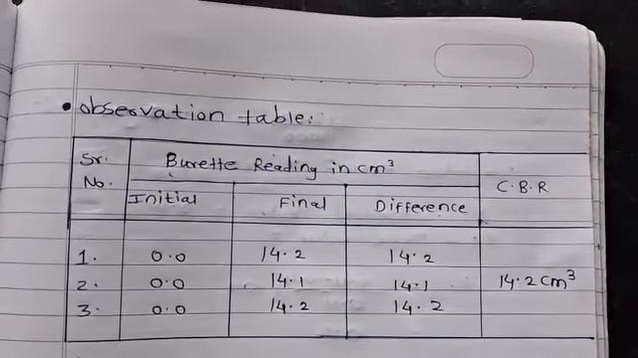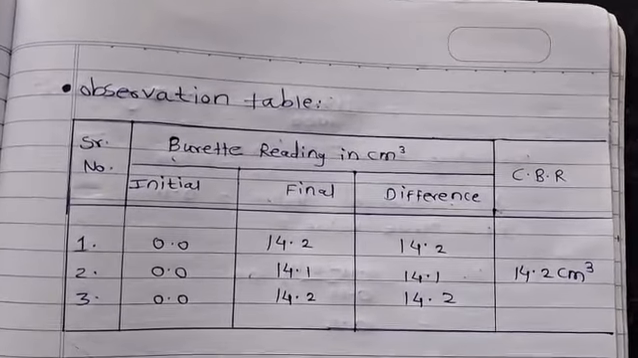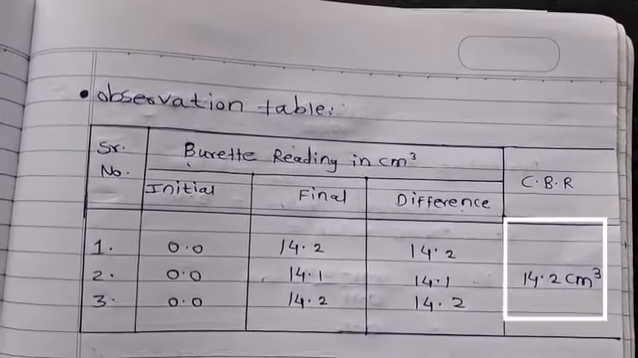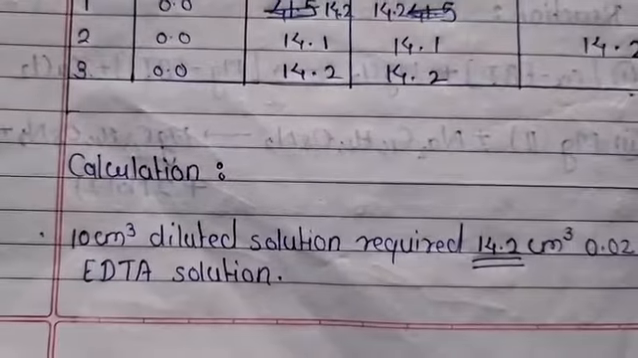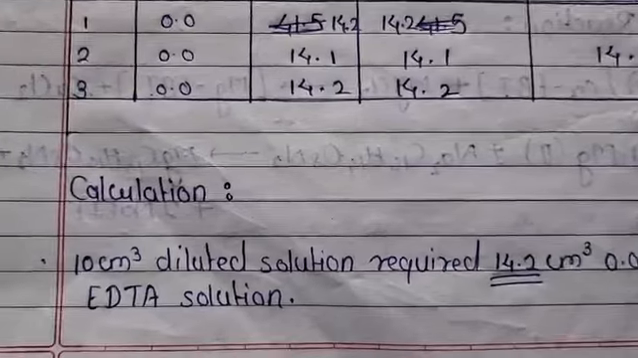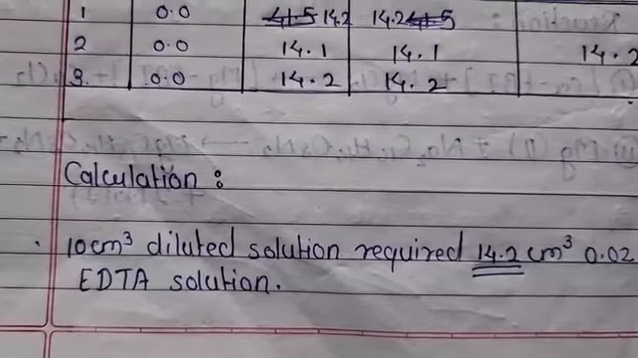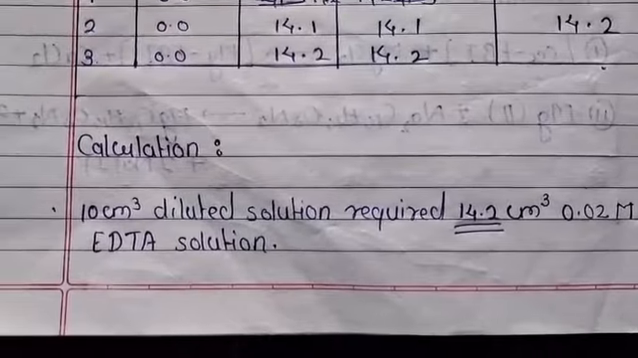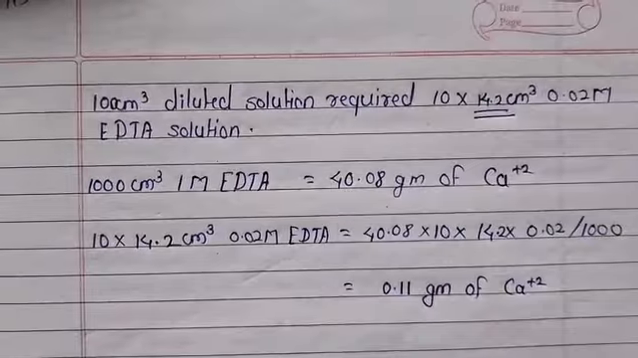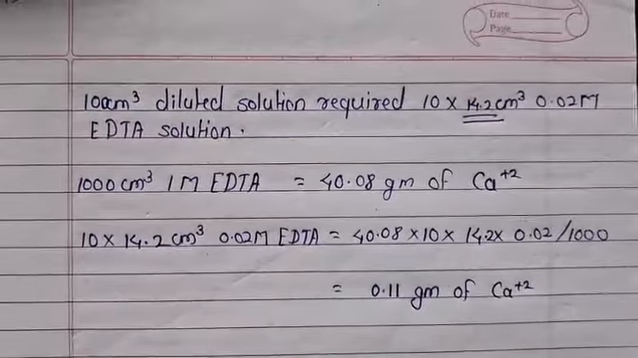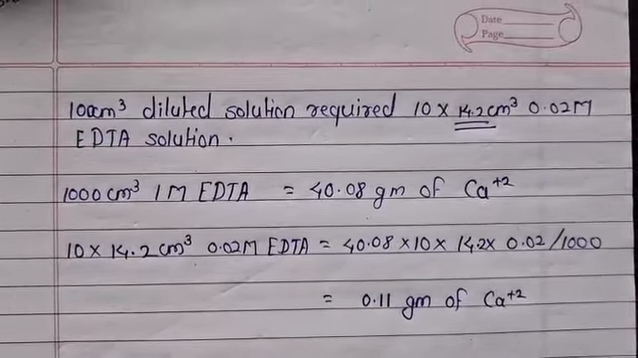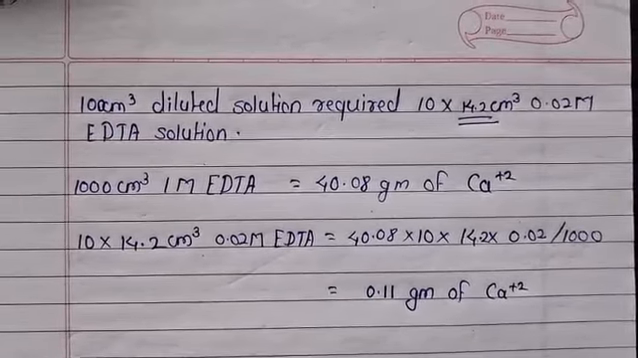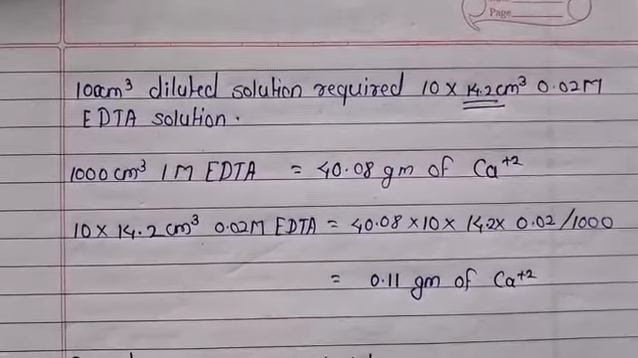Here for this sample, the constant burette reading is 14.2 cm³. Do the calculations. 10 cm³ of diluted solution required 14.2 cm³ of 0.02 molar EDTA. Therefore 100 cm³ will require 10 into 14.2, that is 142 cm³ of EDTA solution.